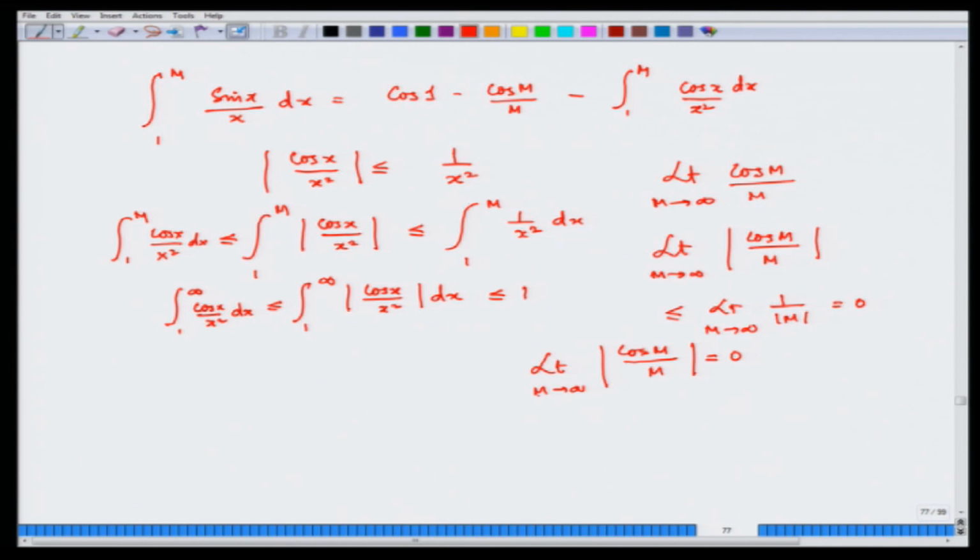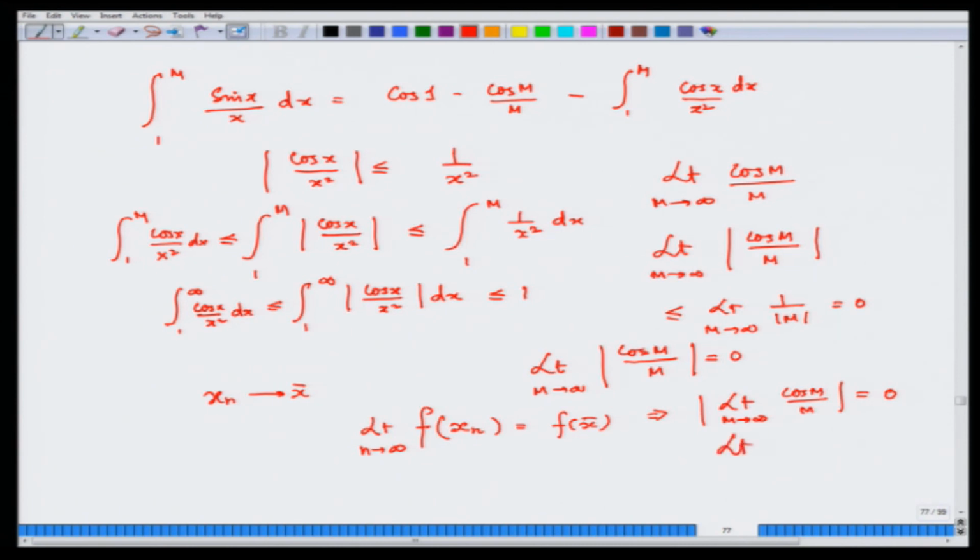Observe that when you have a continuous function, we have learned: if x n is a sequence going to x bar and the function is continuous at x bar, then if you take the limit of f of x n, you will have f of x bar, whatever sequence you take going to x bar. This is the meaning of continuity. Which means I can actually take the limit inside. The modulus function or absolute value function is a continuous function. So, I can take the limit inside. So, it means the limit as m tends to infinity of cos m by m is 0. Now, if the absolute value of something is 0, the distance from 0 is 0, so this thing must be 0.